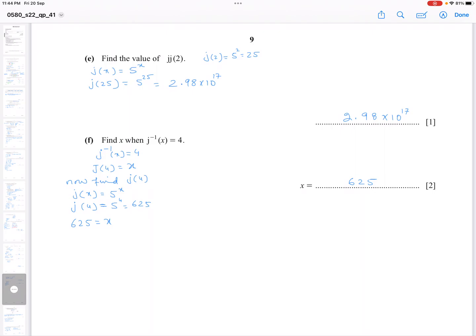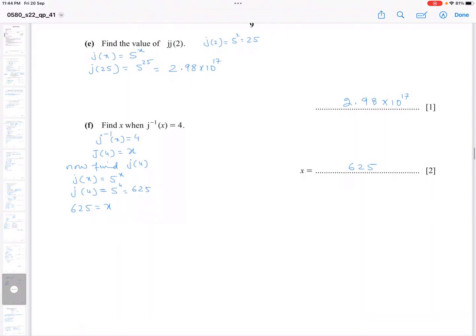In part F, find x when j inverse of x is equal to 4. So if j inverse of x is equal to 4, we can write that j of 4 is equal to x. So now find j of 4. So j of x is 5 power x, so j of 4 would be 5 power 4, which is 625. So x is equal to 625.